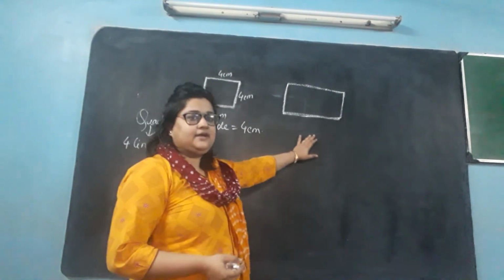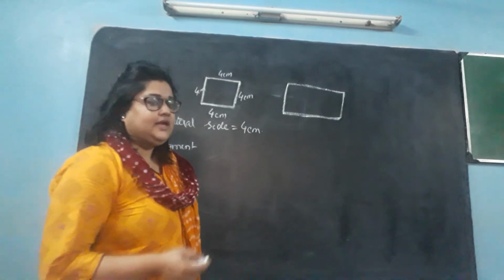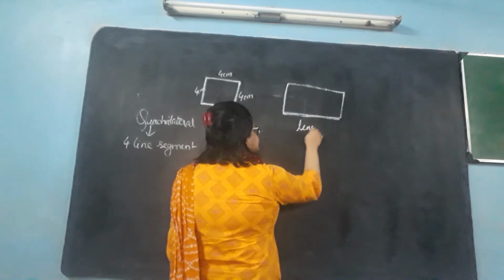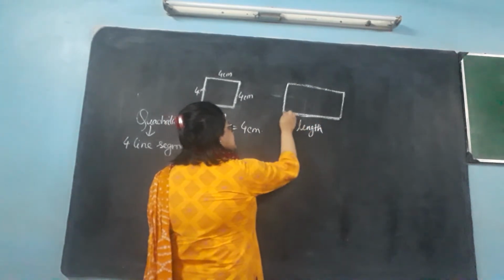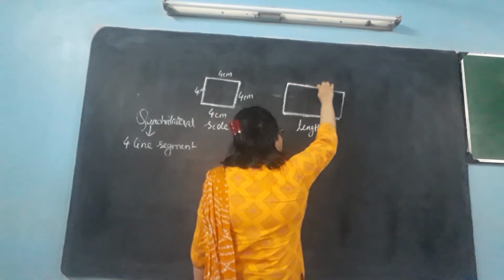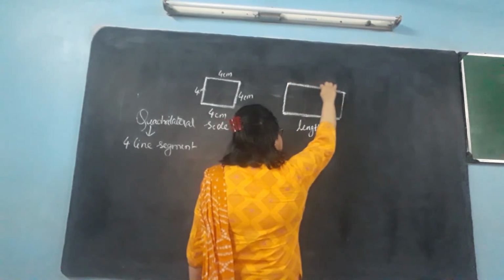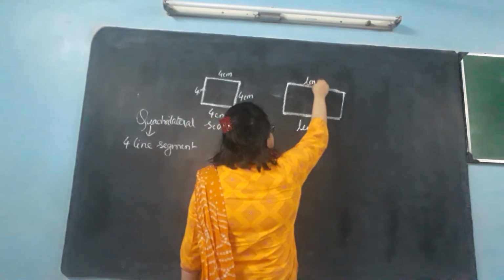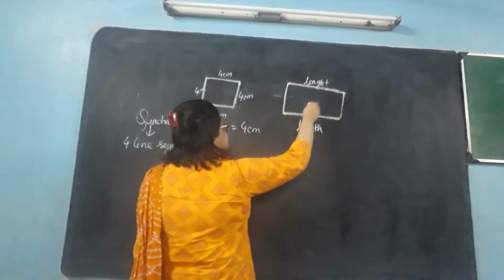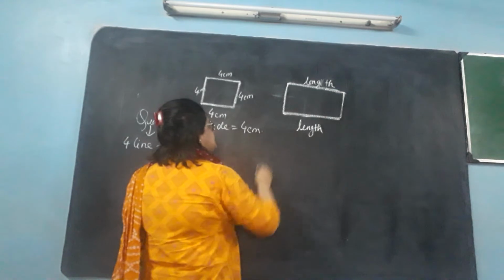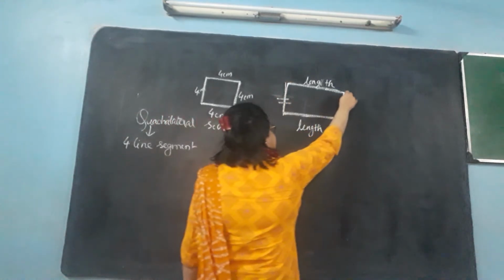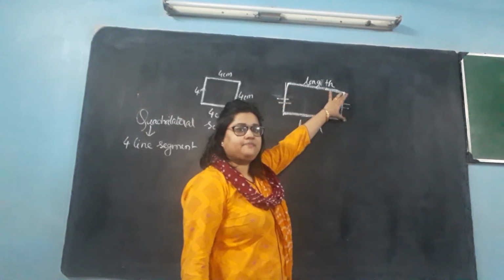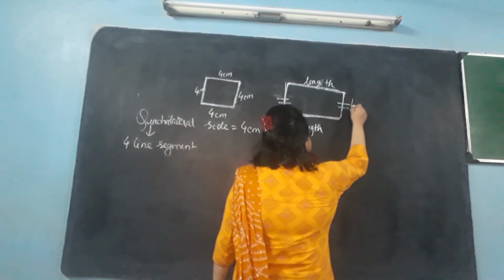But for a rectangle, the thing is not the same. The longest side is known as the length. Now you can see this side and the opposite side, they both are known as length. And these two opposite sides also measure the same, and they are known as the breadth.